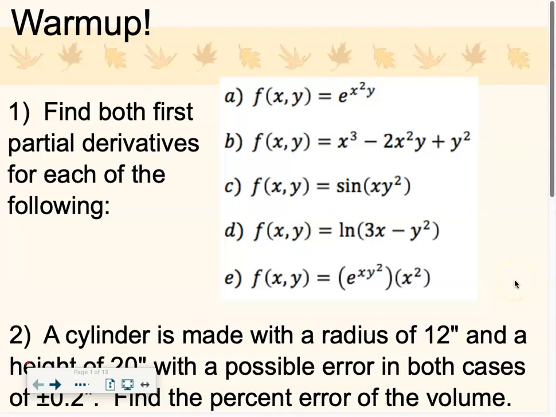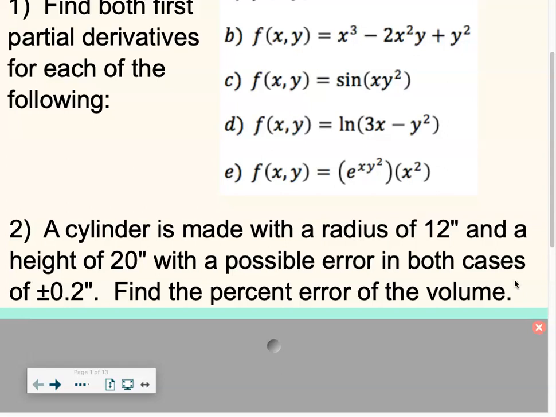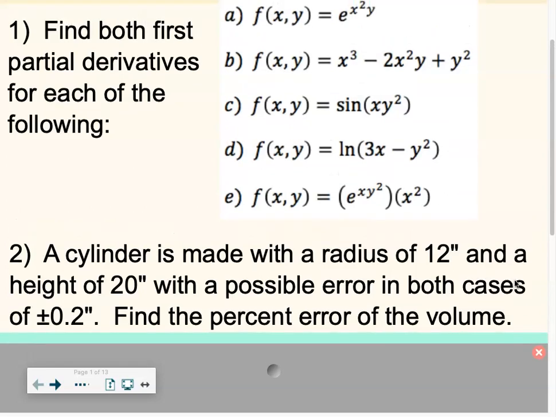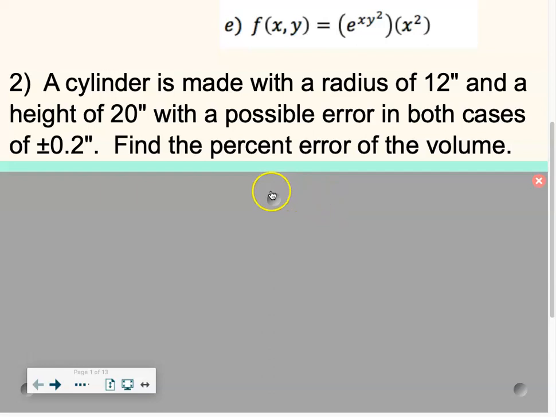All right, hello recording. So this is the warm-up that we just finished. We are about to check our answers. For the first 5 questions, you had to find the first partials. There'd be a partial for every input variable, so you'll have 2 first partials for every one of these.